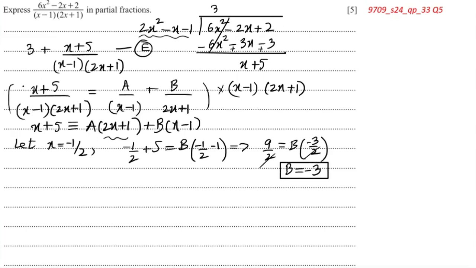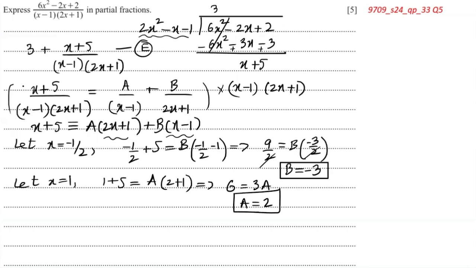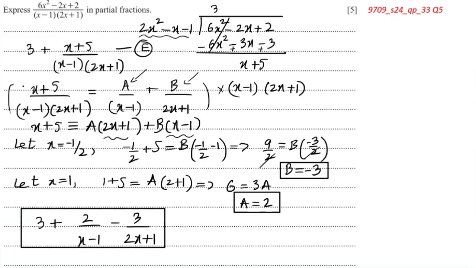Okay. So now I can assign x equals 1 because this will eliminate b and I will get a. 1 plus 5 equals a times (2 plus 1). This implies that 6 is 3a and a will be 2. Okay. Once we're done with this, I can sub back the values of a and b. This will become 2 over x minus 1 plus, sorry, that's a minus. So I can put a minus 3 over 2x plus 1. And if you sub this back in E, the final answer will look like this. So these are my partial fractions.